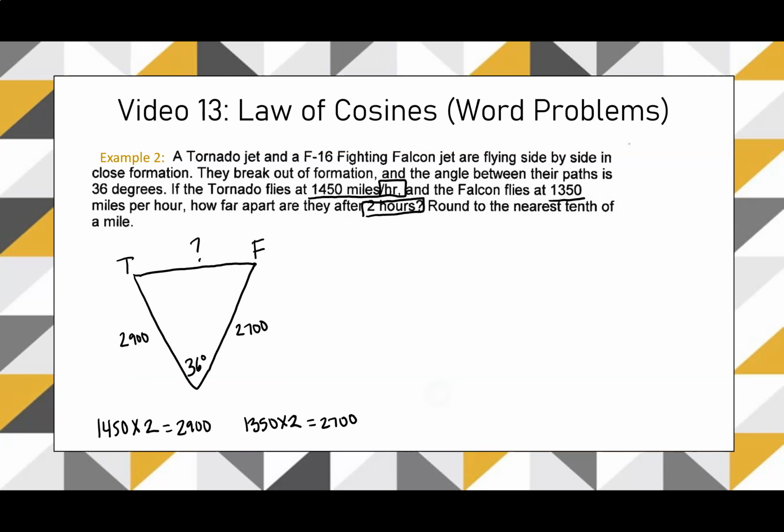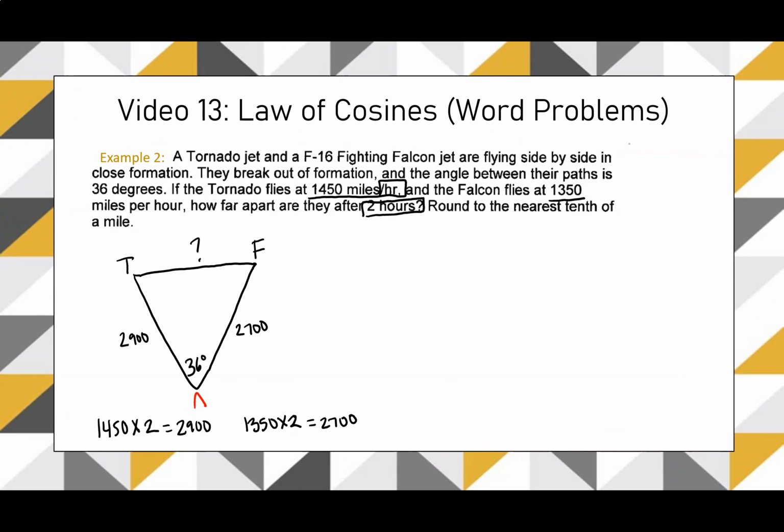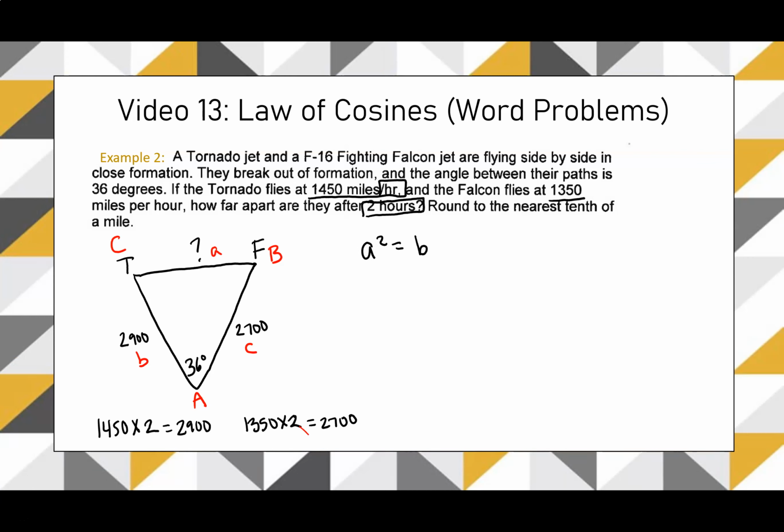I'm going to call this one my A. I'll call this my B, and I'll call this one my C. So we've got a C here, a B here, and an A. All right. So obviously I'm solving for A. I need to do my A formula. That's going to give me A squared equals B squared plus C squared minus 2bc cosine A.